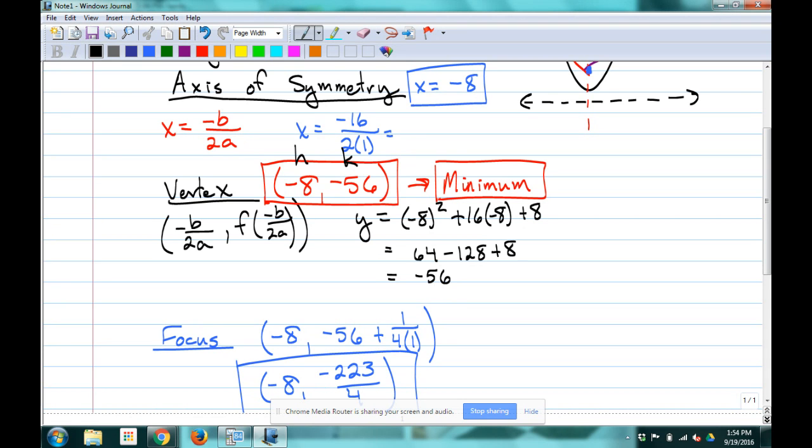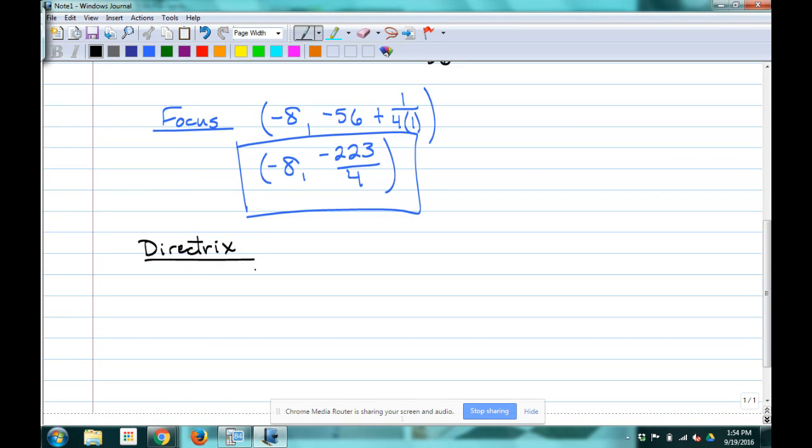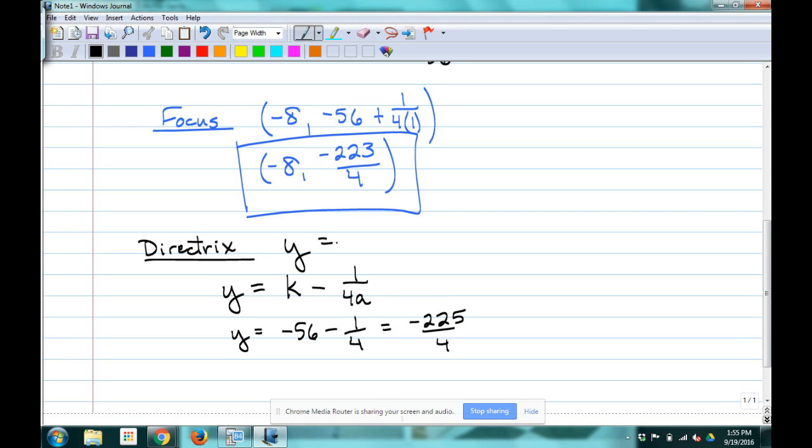Okay. So for the directrix, it's an equation, a horizontal line, so it'll be y equals, and then you take the y value and you subtract 1 over 4a from it. So it's the same number that you added to get the focus. You're going to subtract it to get the directrix. a is 1 in this case, yes. So here we'd have negative 56 minus 1 over 4, which is negative 225 over 4. So our equation for the directrix is y equals negative 225 over 4.